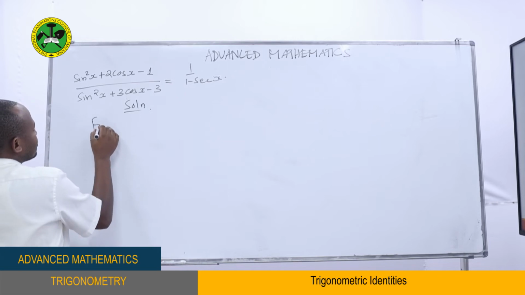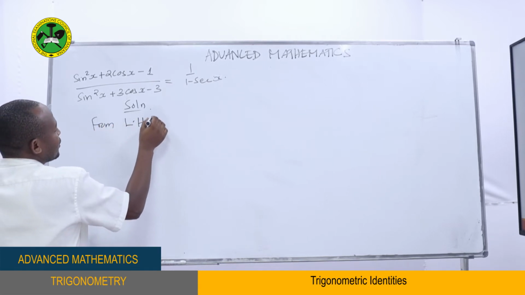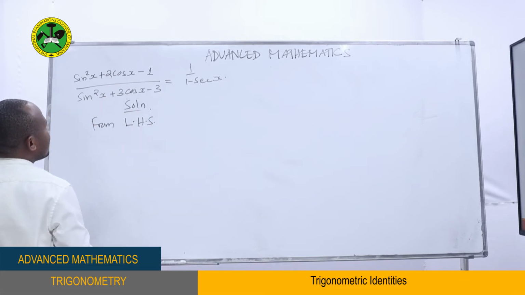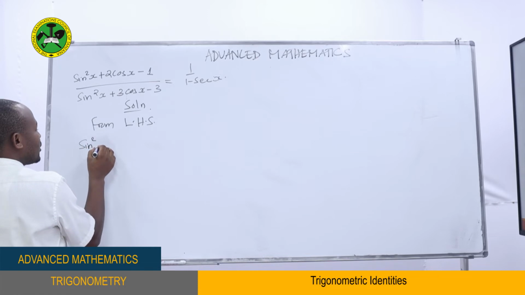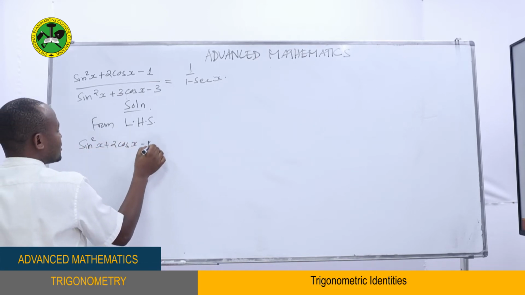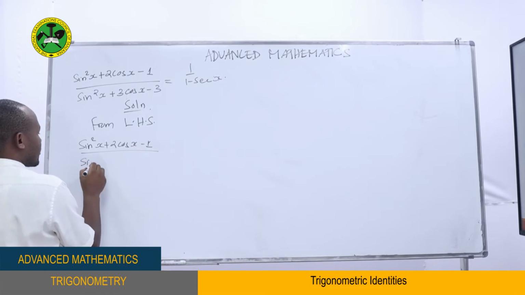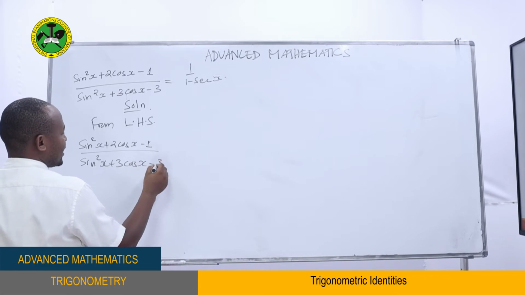Now from the left hand side, I've tried to choose that side. And left hand side, what do we have? We have sine square of x plus 2 cos x minus 1 over sine square of x plus 3 cos x minus 3.